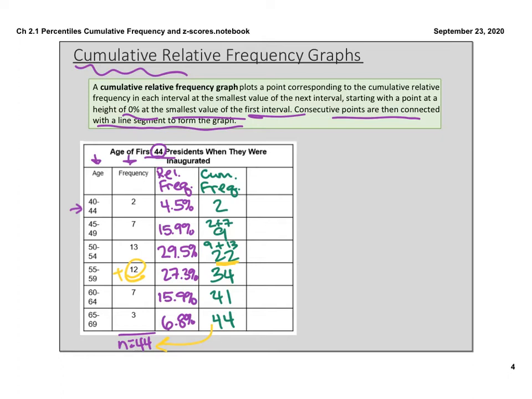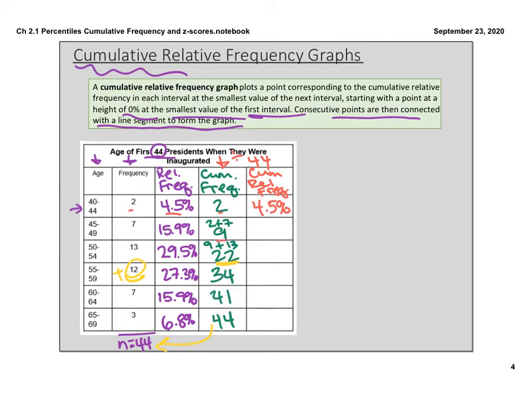Now I'm going to calculate the cumulative relative frequencies. It's like I'm putting those two concepts together. If I take 2 and divide it by 44, I'm going to get the same answer that I got over here because I'm still looking at the same value. Now it's like I'm taking this column right here and dividing it by 44. So 2 divided by 44 is still 4.5%.